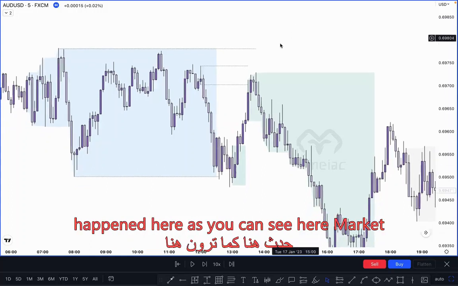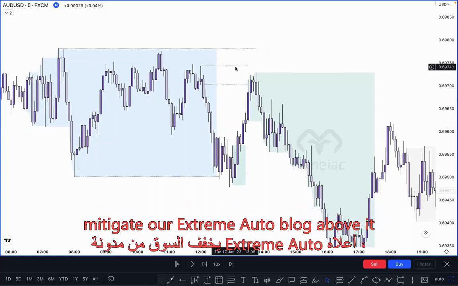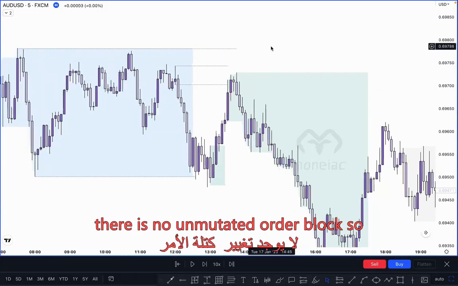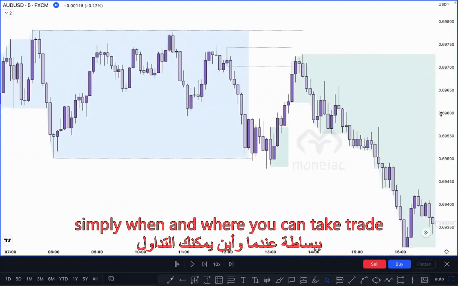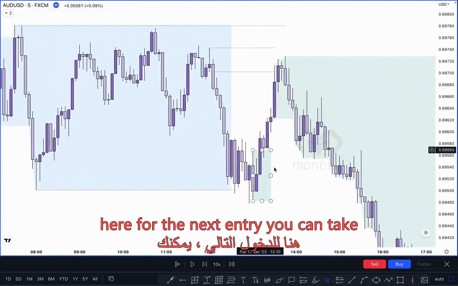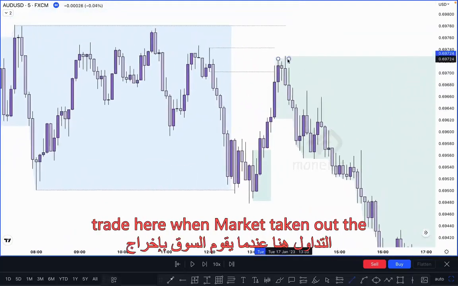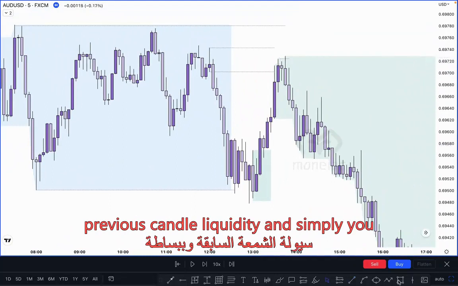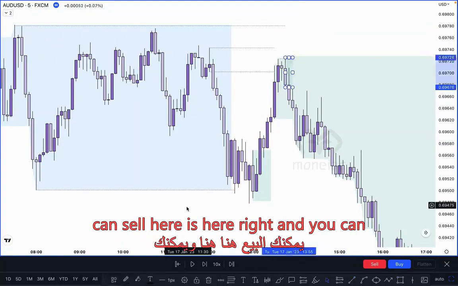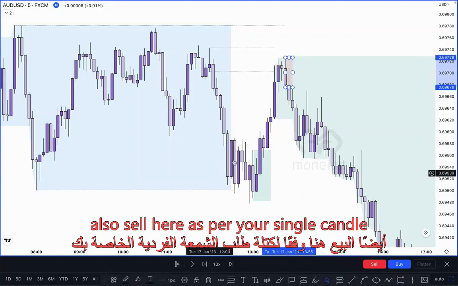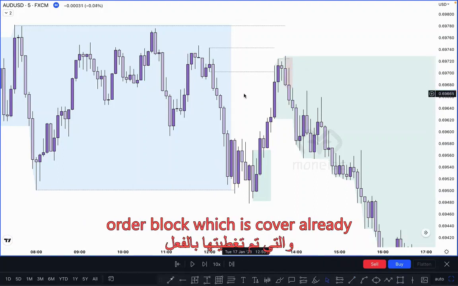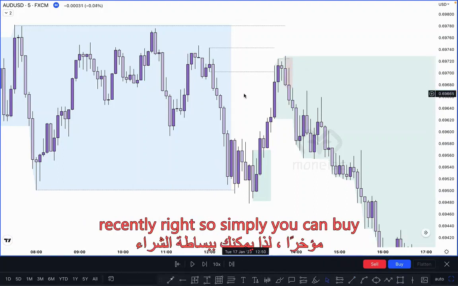So what happened here? As you can see, the market mitigated our extreme order block. Above it there is no unmitigated order block. So when and where can you take a trade here for the next entry? You can take a trade here when the market takes out the previous candle liquidity, and simply you can sell here. And you can also sell here as per your single candle order block, which we covered recently, right? So simply you can buy here and sell here.